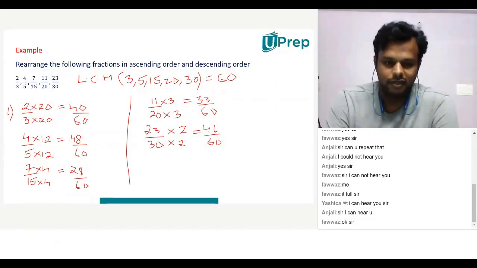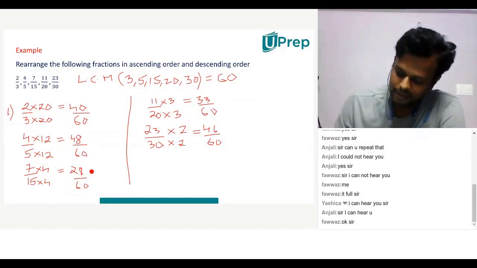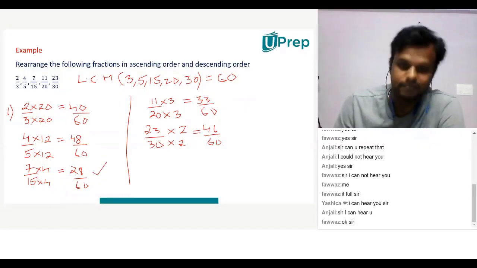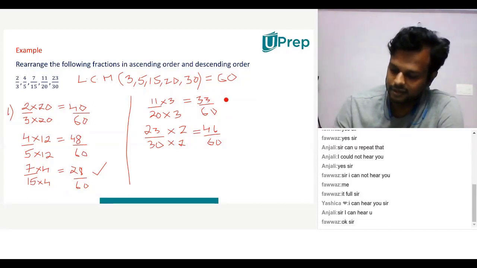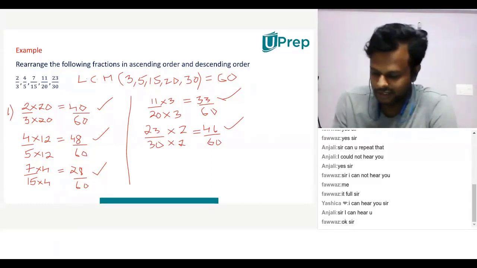I hope it will help you out. So children, what is happening in this case is, which is the smallest here? This is the smallest, isn't it? The next smallest is 11 by 20, that is 33 by 60. So this is the second. The third is this one, 40 by 60. Then it is 46 by 60, and then 48 by 60. So children, I will write the ascending order here. You guys try to write the descending order.